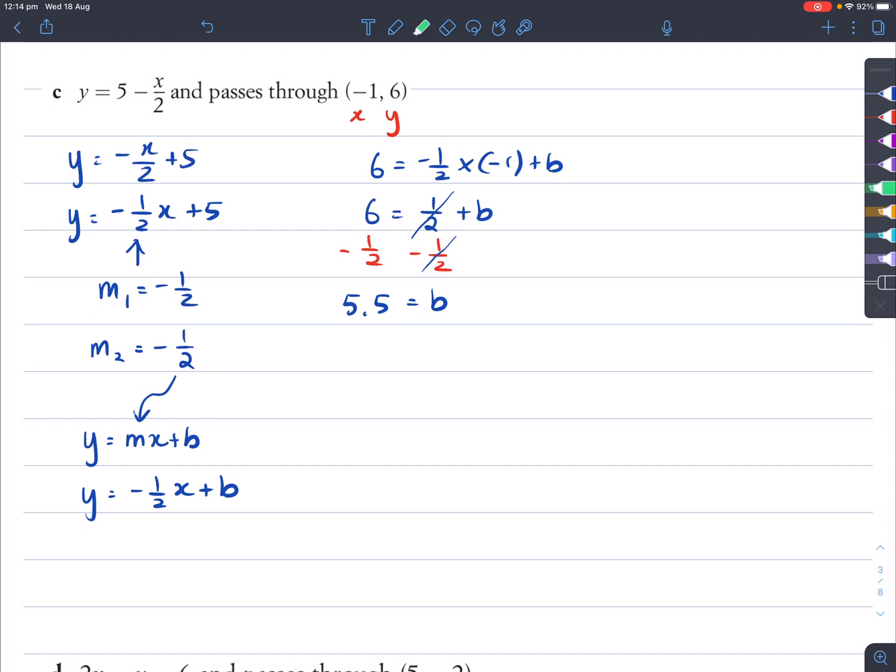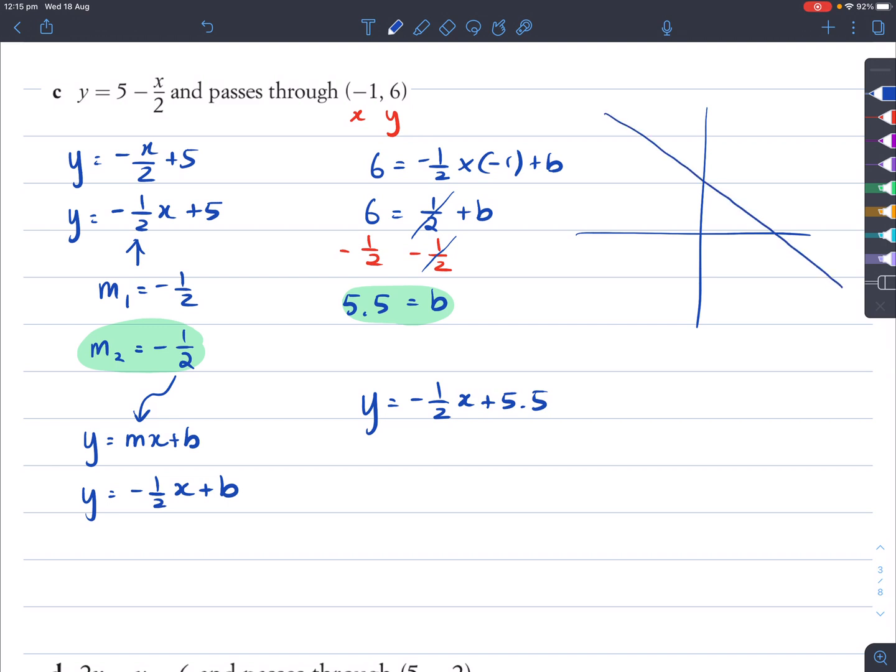And then here is my y-intercept, as well as the gradient that I need to construct my line that is parallel to this, but passes through -1/6. So, y would equal -1/2 x plus 5.5. Okay? So in context, if I was to draw this out, that line has a negative gradient and its y-intercept is 5.